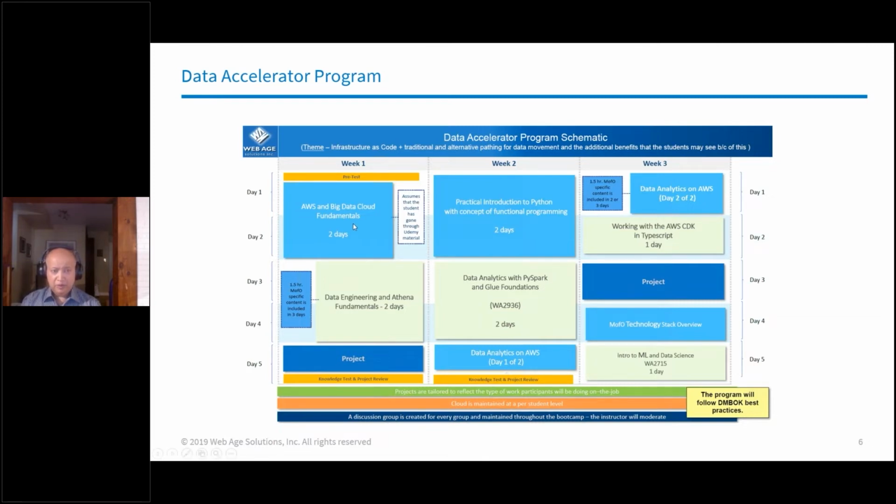So the program at this point, this one is for a data engineering program. So we start with AWS and big data fundamentals. We talk about data engineering here, then introduction to Python, data analytics on AWS, and then automating the analytics process, and then the company technology stack overview.